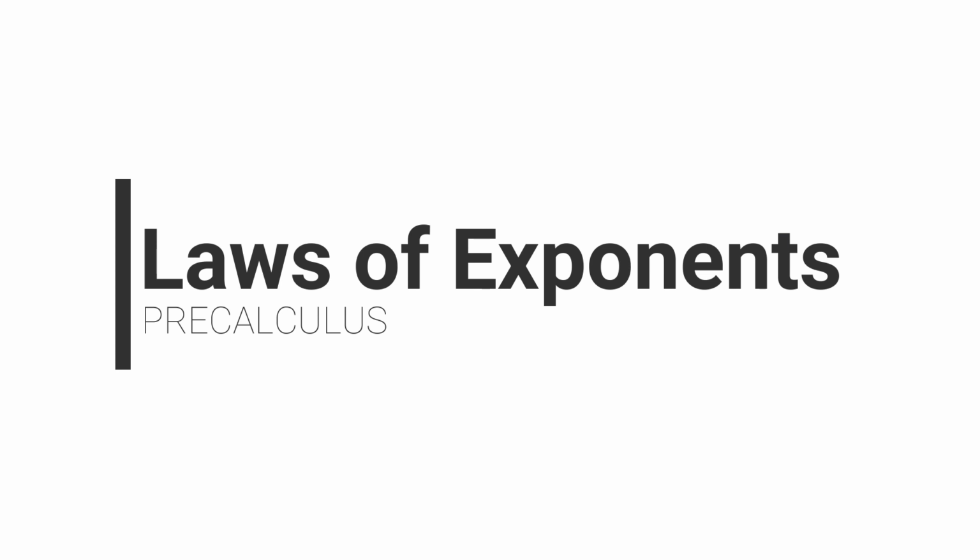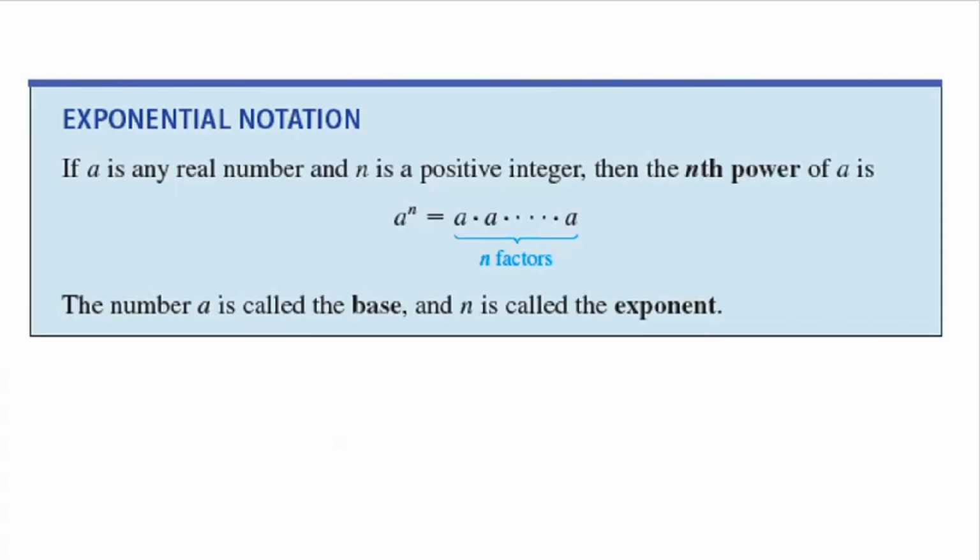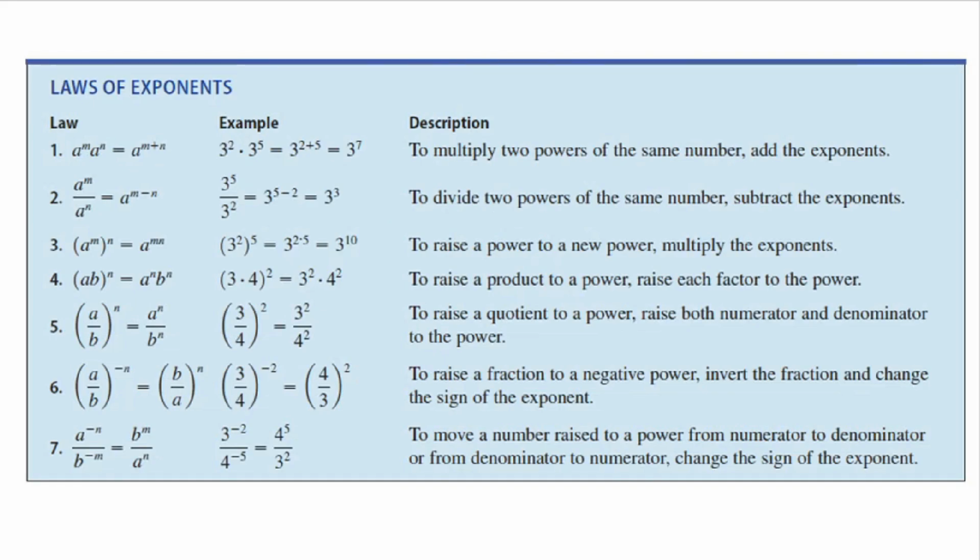Today, we are going to discuss exponential notation. If a is any real number and n is a positive integer, then the nth power of a is a raised to n. That a raised to n can be written as a times a and so on until a, or we could say n factors. The number a is called the base and n is called the exponent. Let us discuss now the laws of exponents.